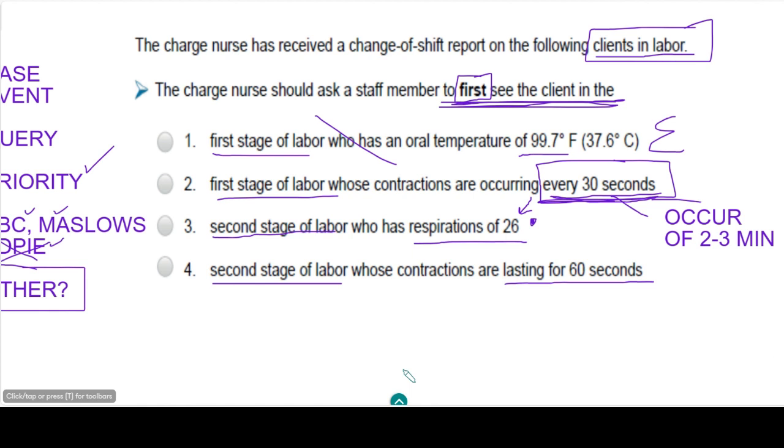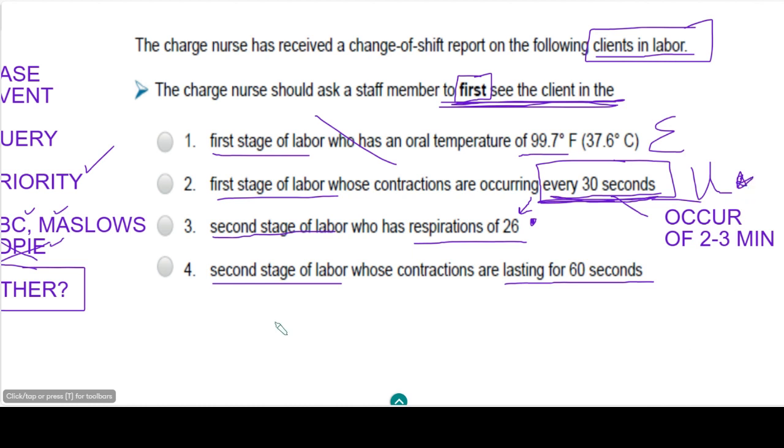But every 30 seconds, she's having like 30 seconds in between to recuperate. Those 30 seconds are probably going by just like that. I'm sure 2 to 3 minutes goes by fast. This is unexpected. We're going to put a big U there. We're going to keep this one. Going to put a star.